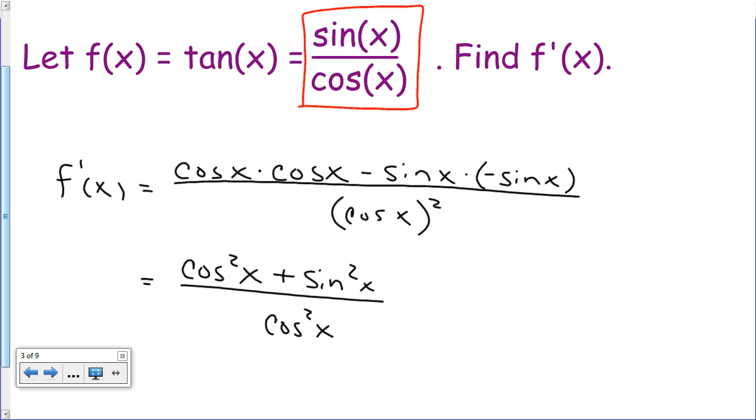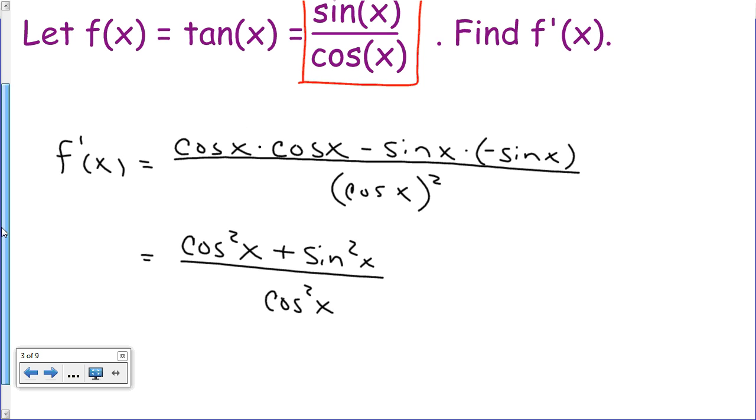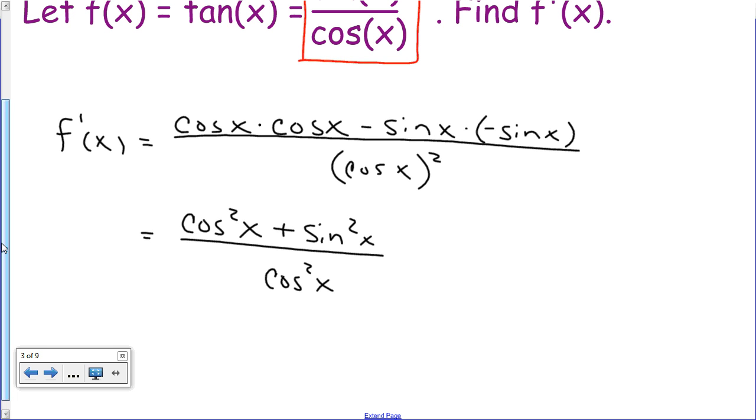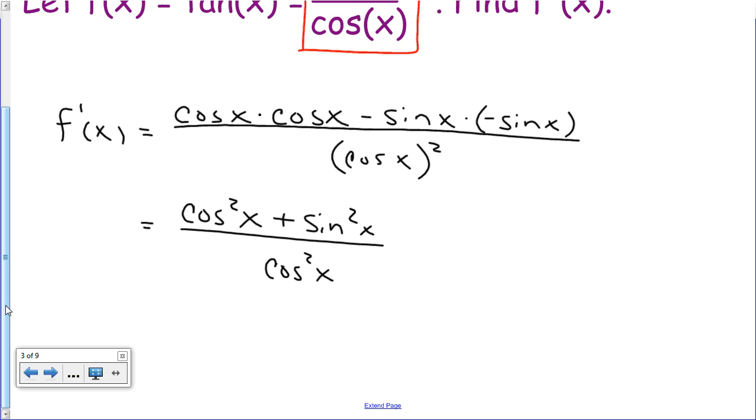Again, this is still a derivative, or a way we could write the derivative, but even better yet, I see in the numerator something that looks like one of our Pythagorean properties for trig functions. I know that sine squared plus cosine squared, or in this case, cosine squared plus sine squared, is equal to 1. So I can rewrite this as 1 over cosine squared.